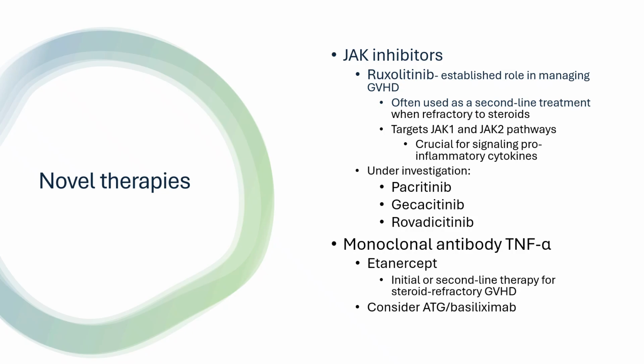The other thing we might be seeing is a monoclonal antibody against tumor necrosis factor alpha, which is etanercept. It's the initial or first-line therapy for steroid-refractory graft versus host. We have considered ATG or basiliximab for the same reasons in these patients, not seen as much though, now that we're starting to see some more medications specific to graft versus host funneled through the pipeline.